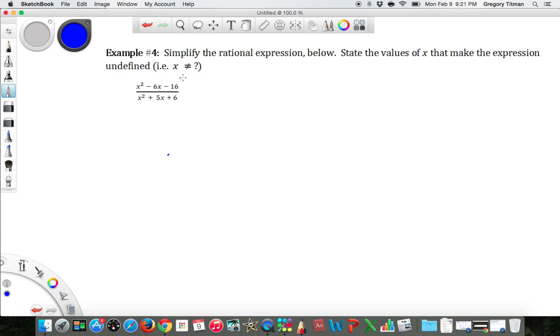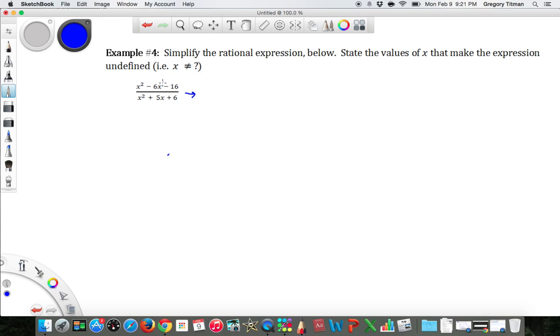Here's another rational expression that we're asked to simplify and state the values that are excluded from the domain because they make the expression undefined. So they make the denominator equal to 0. In order to do this, the first step we're going to have to do is to factor both the numerator and the denominator. So let's look at doing that.